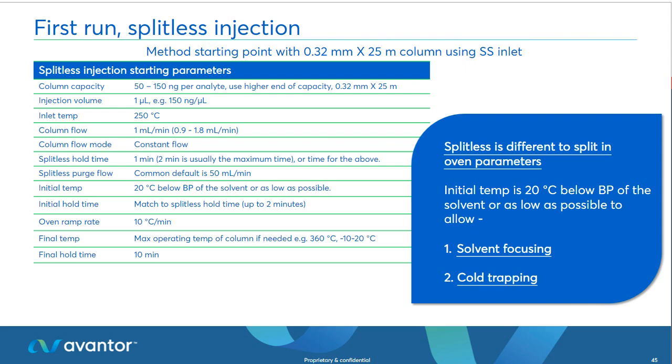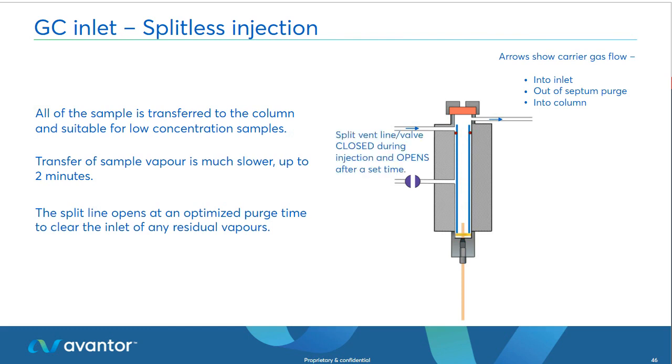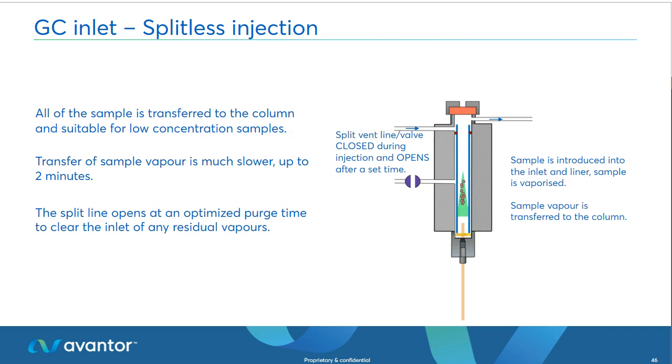Let's just have a look at a splitless injection and how it's different from split. So this time we've got that split vent is closed throughout the injection, and it is opened after the hold time. The sample is injected as usual and vaporized. Then all or as much as possible of the sample is transferred to the column. Then at the end of the hold time, that split vent is opened and any residual solvent is then vented out.